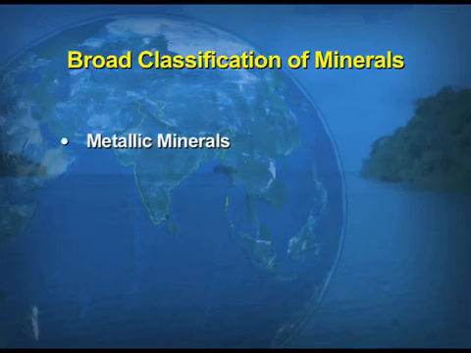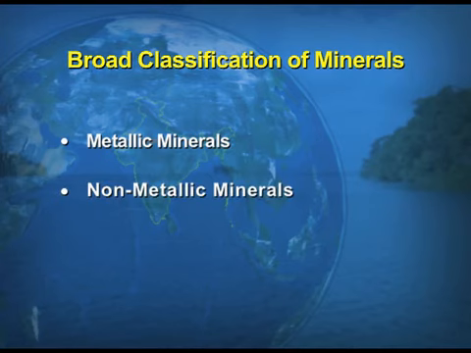Now, there is a broad classification of the minerals. Minerals are basically divided into two types. One, metallic minerals, another is non-metallic minerals. As the name sounds, metallic minerals have metal content, may be gold, silver, iron, copper, and non-metallic minerals do not have the metallic content.